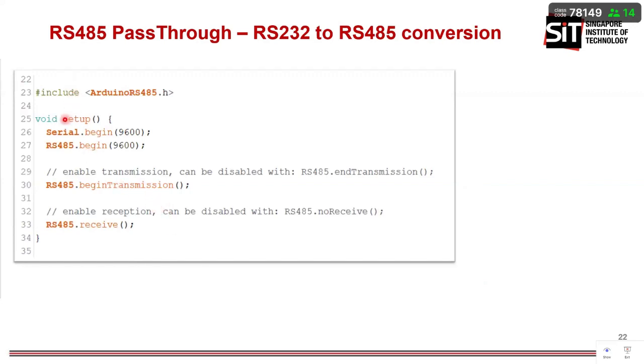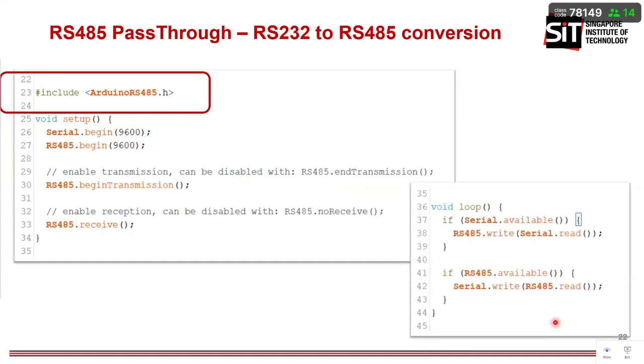By now, I hope you are familiar with the Arduino sketch already. So this is the header. We are using the Arduino RS485 library. And in the setup, we have two serial communications being set up. One is Serial.begin. The other is RS485.begin. So we are establishing two types of serial communication. And of course, to enable your RS485, we have the begin transmission and to receive information.